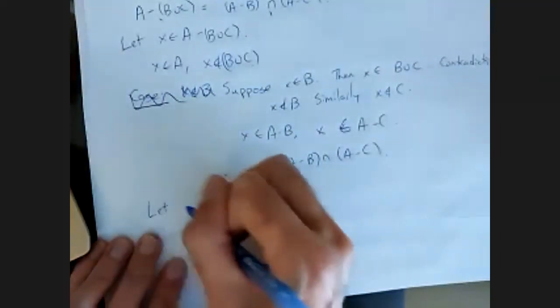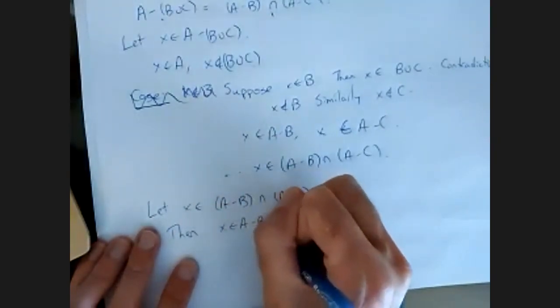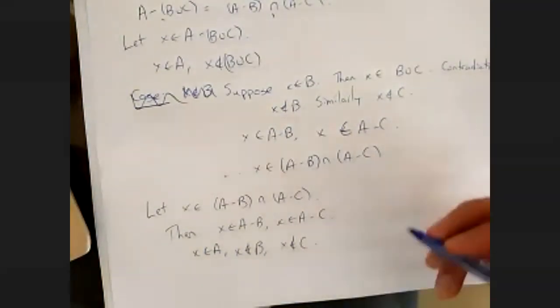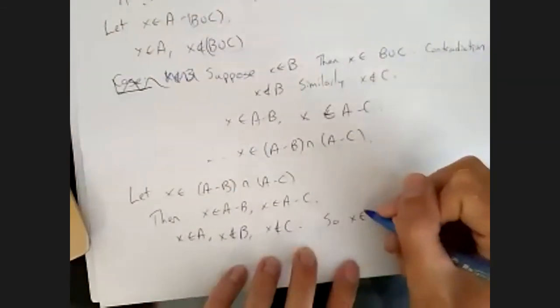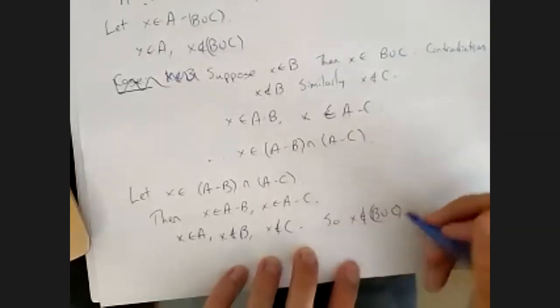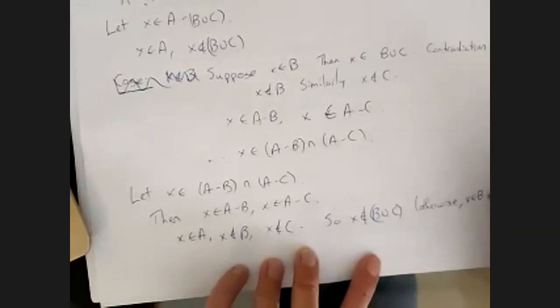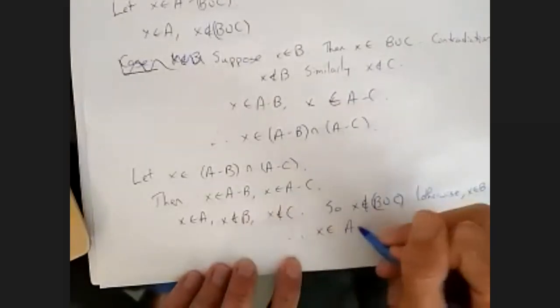Now suppose we have something in the other direction. Then X is in A minus B, X is in A minus C. So X is not in C. Now, if X were in B union C, it would be in either B or C. Otherwise, we can say X is in B or X is in C, both of which are false. So X is not in the union, therefore X is in A minus (B union C).